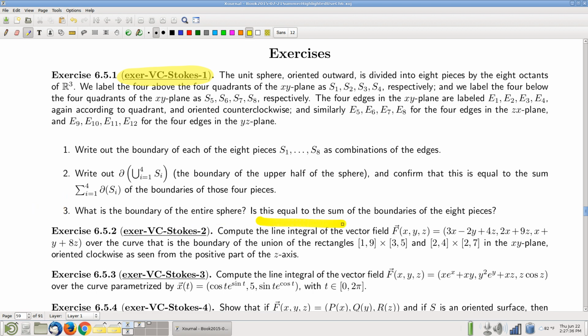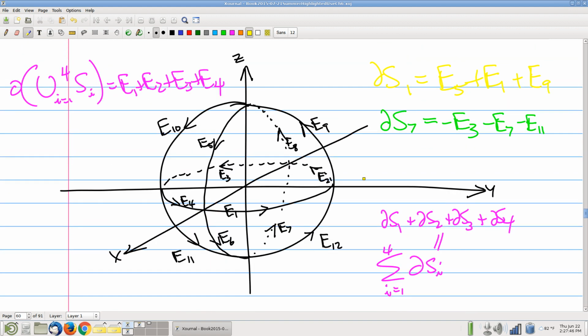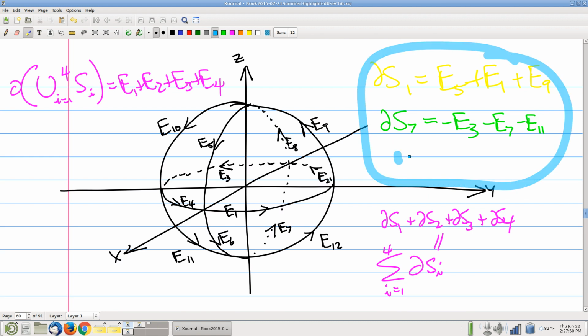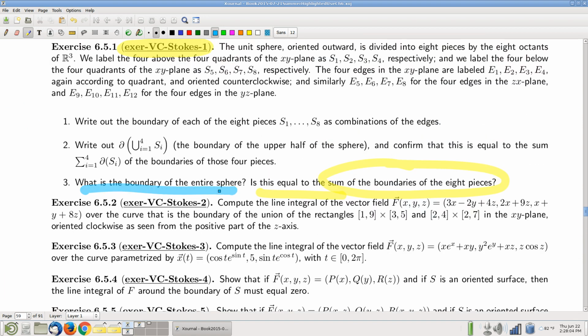Now, is this equal to the sum of the boundaries of the 8 pieces that make up the sphere? Well, okay. So what you're going to have to do there is take all 8 of these terms here. We wrote down 2 of them, but you got to write down the other 6, right, and add them all up and confirm that they all cancel. And they better cancel, right? Because of course they're supposed to add up to the boundary of the entire sphere. Because the boundary of a union is supposed to equal the sum of the individual boundaries.